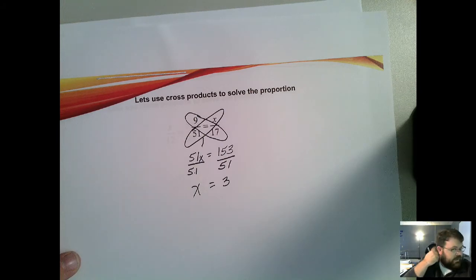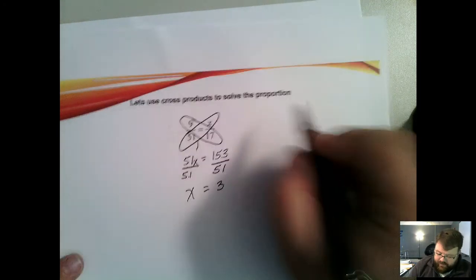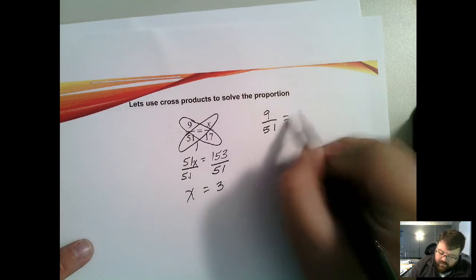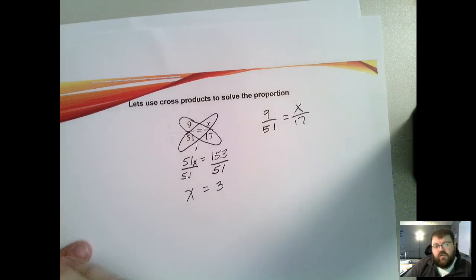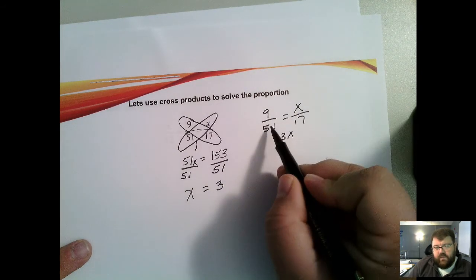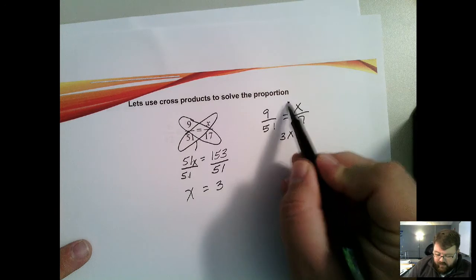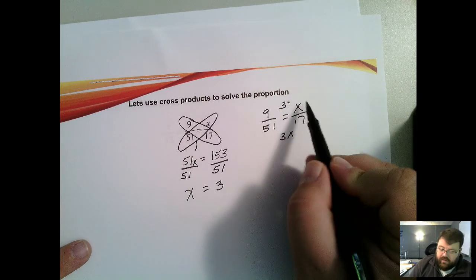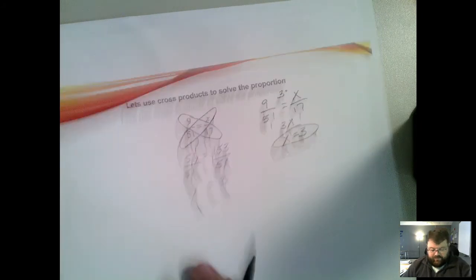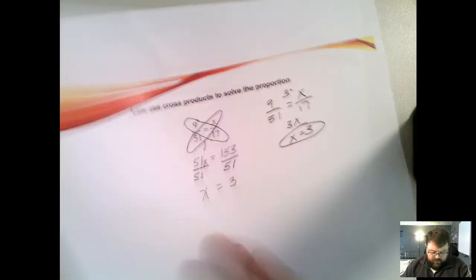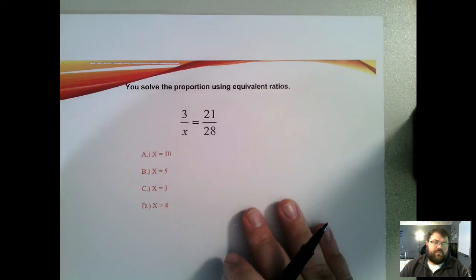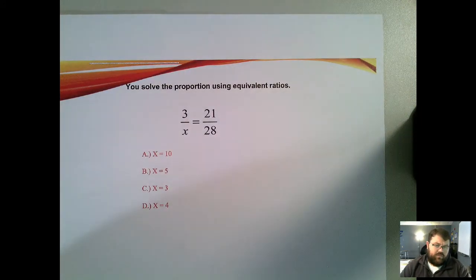Okay. Now with scale factor, you could have said 17 times 3 gives me 51. So what number times 3 gives me 9? And so that number would have to be 3. Okay? Good. All right. So now, got some questions. Pause the video and answer the question.